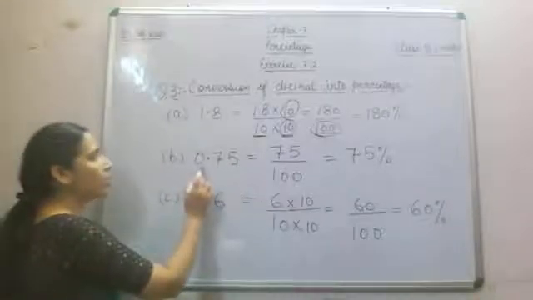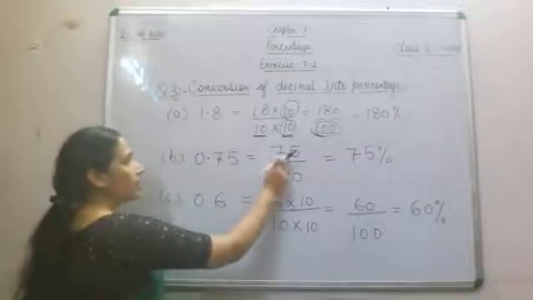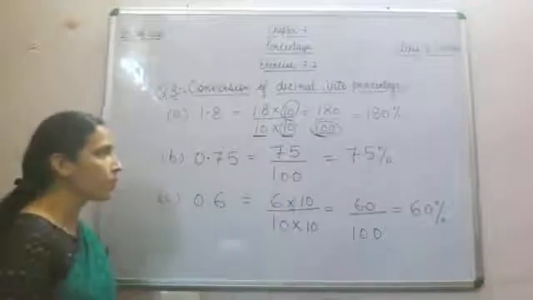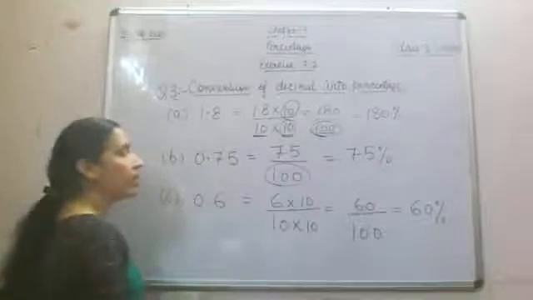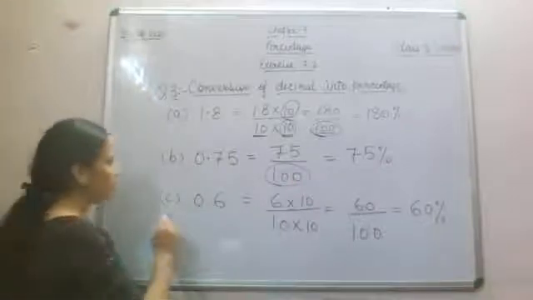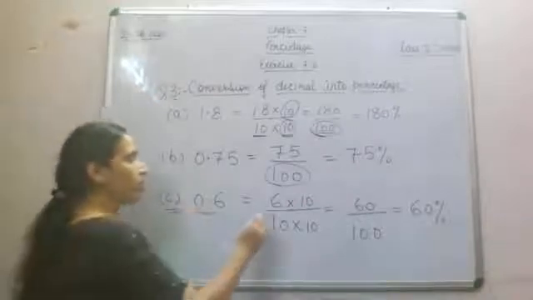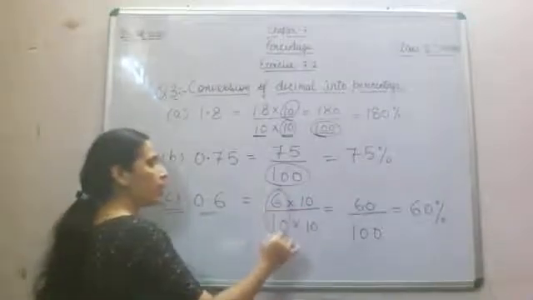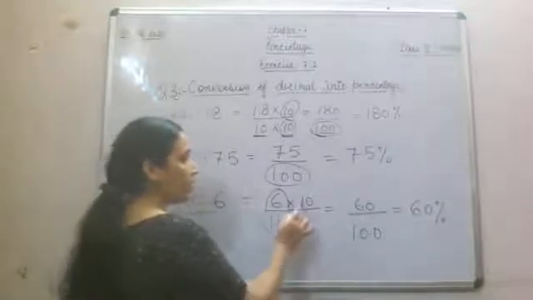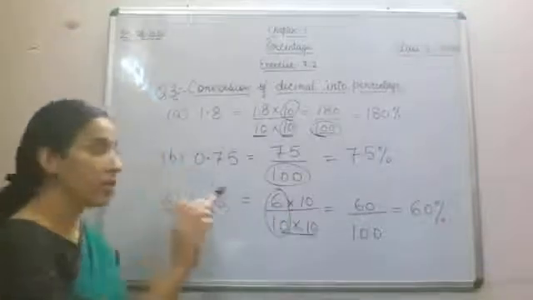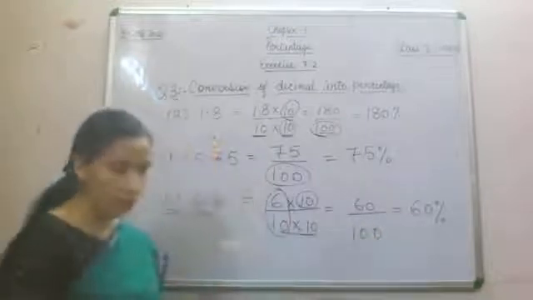Now B part is what? 0.75. Now we'll remove the decimal point and we'll write it as 75 by 100, which can be further written as 75% because already we have 100 in the denominator. Now next is what? C part, 0.6. Now we'll remove the decimal point, we'll write it as 6 by 10. Now here in the denominator we do not have 100, so we will multiply by 10 in the denominator as well as in the numerator. Multiply it, 60 by 100, that will become 60%.